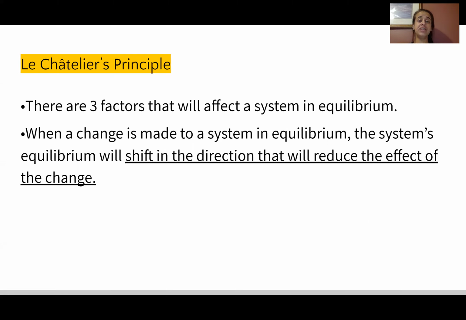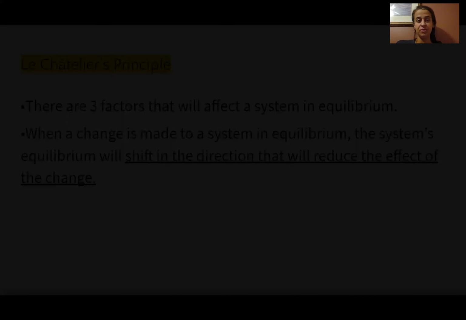There are 3 factors that we're going to talk about that will affect a system in equilibrium. And when we say affect a system in equilibrium, that means it's going to shift in one direction or the other. Systems are always going to respond to stress, to change, by trying to reduce the effect. So if we do something that causes it to shift one way, the system itself is going to shift in the opposite direction to reduce this stress or change.